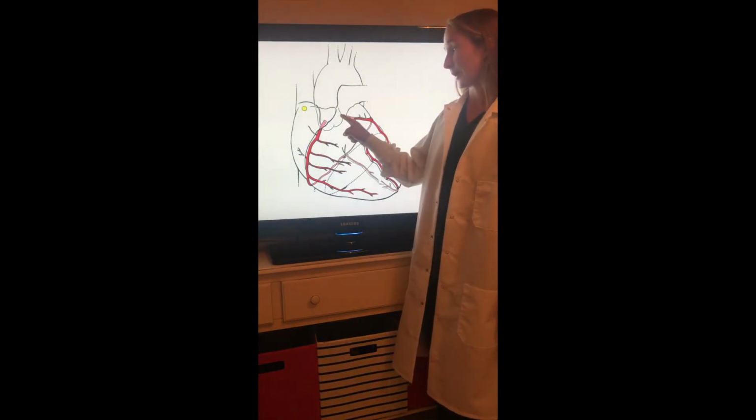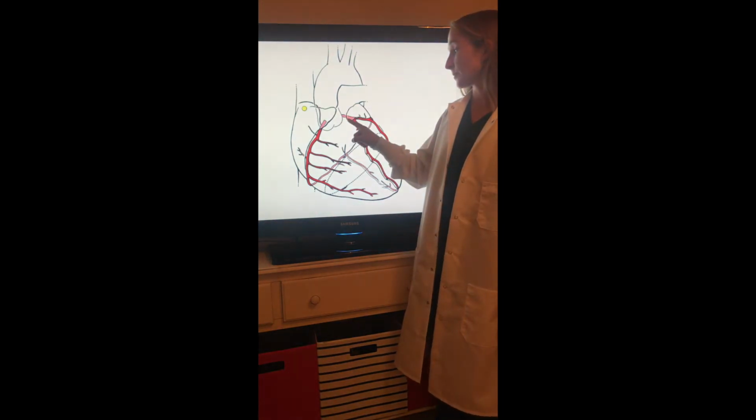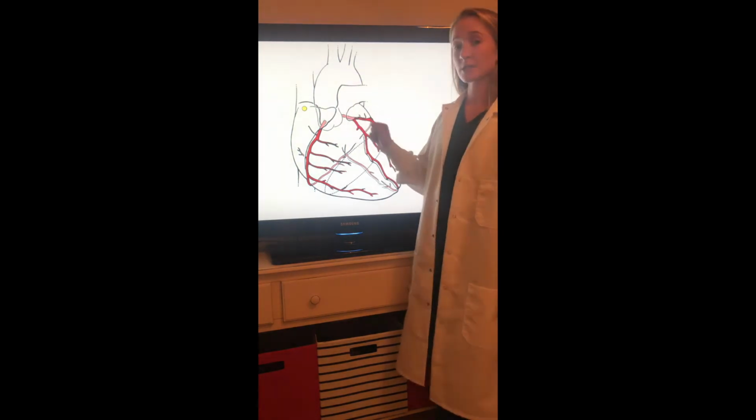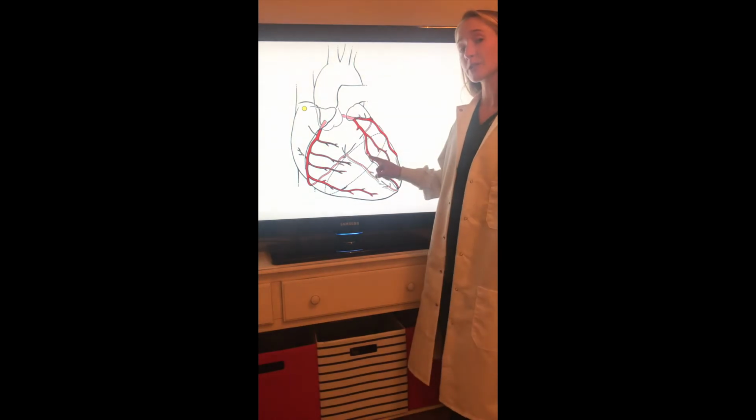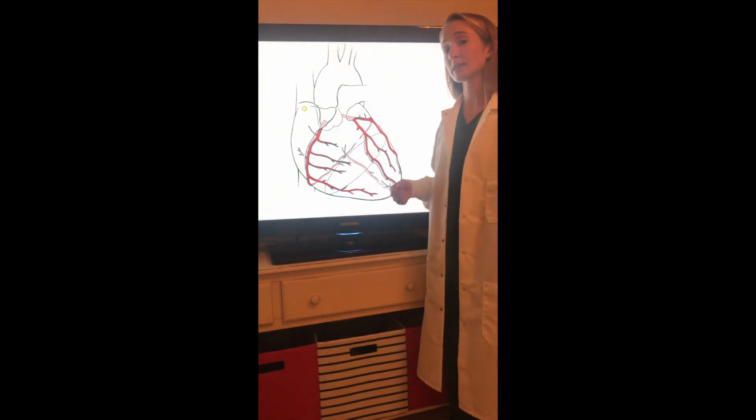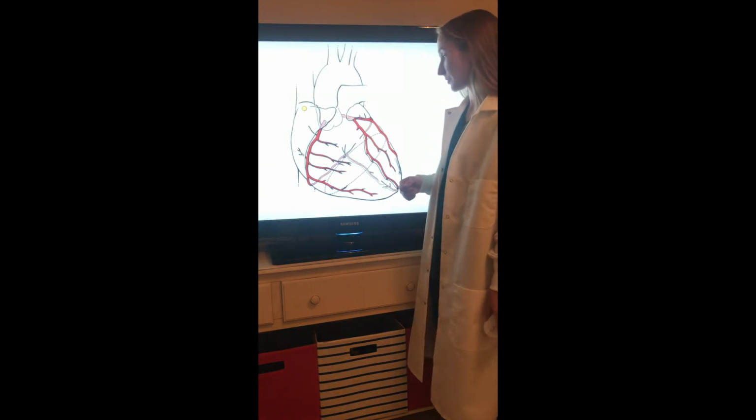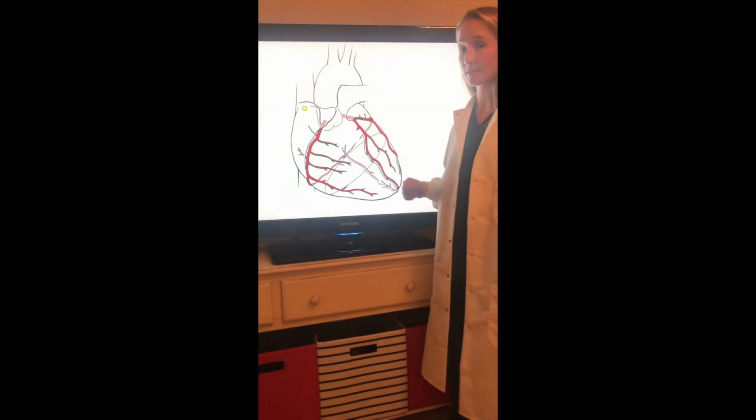The left coronary artery originates in the left aortic sinus and passes between the left auricle and the left pulmonary trunk through the coronary sulcus. From there, it branches to the anterior interventricular branch, which follows the anterior IV sulcus and supplies the anterior 2/3 of the septum and both ventricles. Here we also see a lateral branch off of the anterior IV branch.